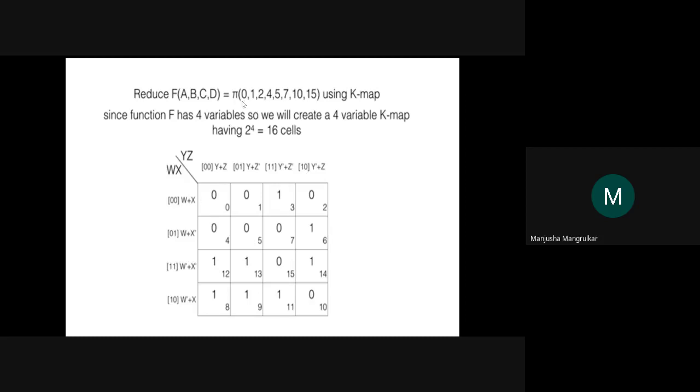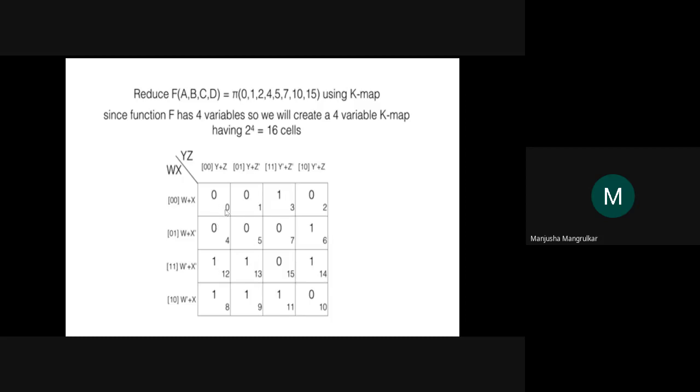Now it is a product of sum, so you have to write the terms: w plus x, w plus x complement, w complement plus x complement, w complement plus x, and y plus z, y plus z complement, y complement plus z complement, y complement plus z. This is by default.